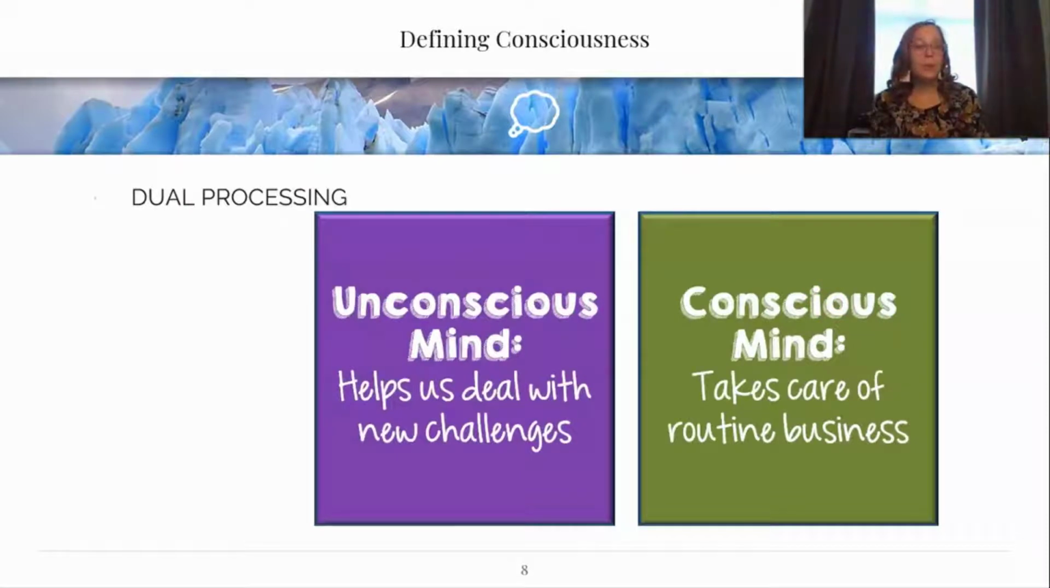So when we talk about dual processing, we break the mind into two parts. We talk about the unconscious mind, which is what is mainly going to help us deal with new challenges, things that we haven't experienced before, and then the conscious mind, which takes care of the routine, the things that we have to do every day or every so often, so much so that they become sort of automatic for us.